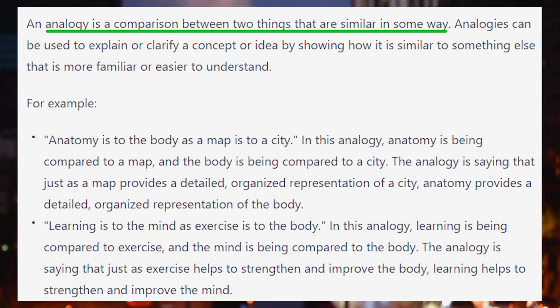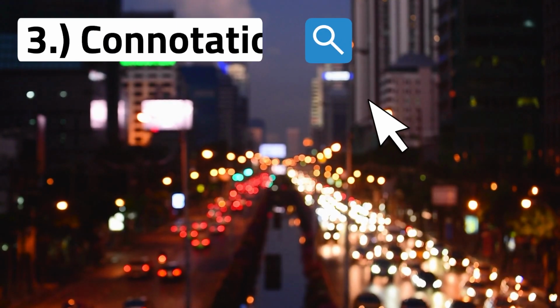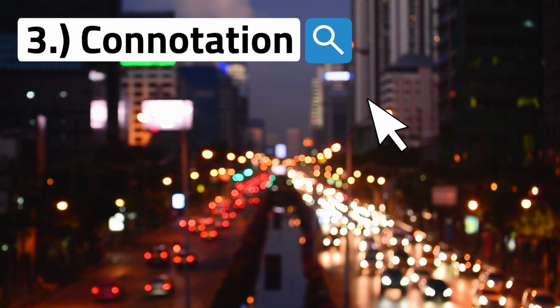An even better analogy would probably be that learning is to the mind as exercise is to the body. In this analogy, learning is being compared to exercise, and the mind is being compared to the body. The analogy is saying that just as exercise helps to strengthen and improve the body, learning helps to strengthen and improve your mind.